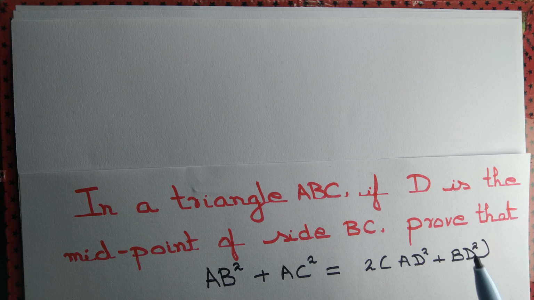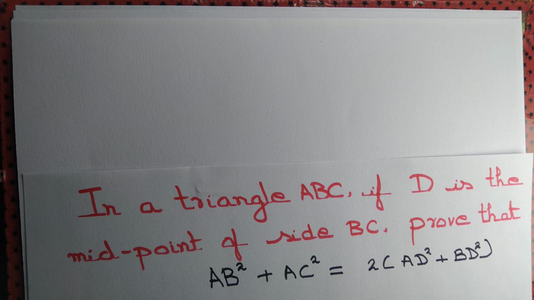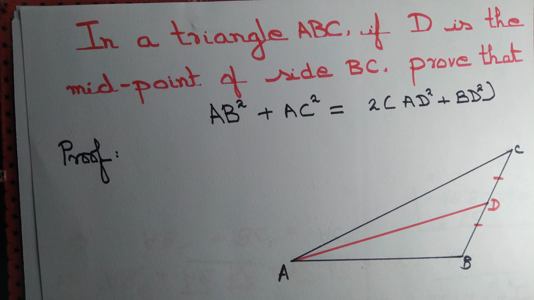We are given a triangle ABC and D is the midpoint of side BC. Then we need to prove that AB square plus AC square equal to 2AD square plus BD square. Let's do it using vectors. For that purpose, we draw a triangle ABC.